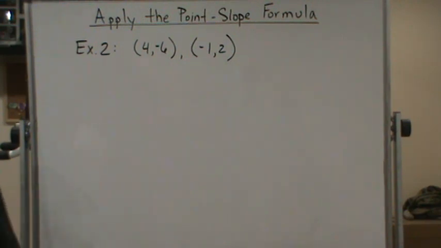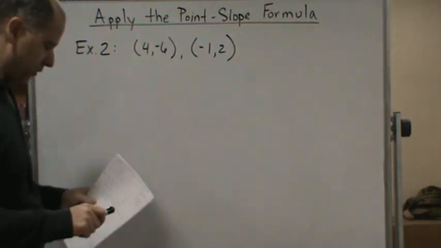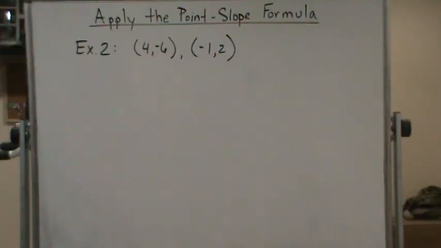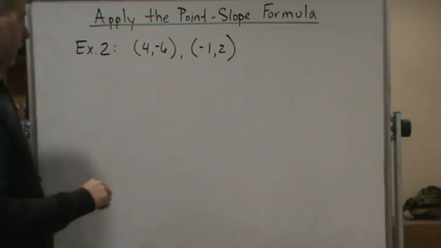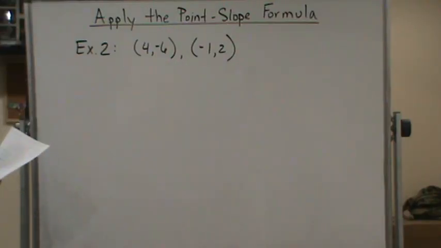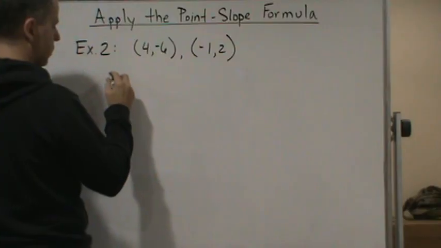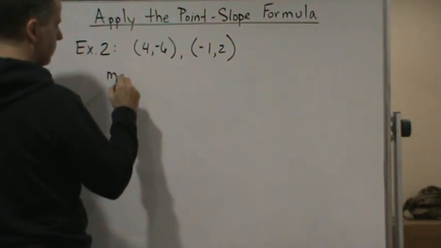All right, so now we're going to do a second example. In this case, they give us 2 points, right? The first thing they want us to do is apply the point-slope formula to this. So the first thing we need to do is find the slope, right? We can't write it in point-slope form unless we have the slope. So let's calculate the slope.